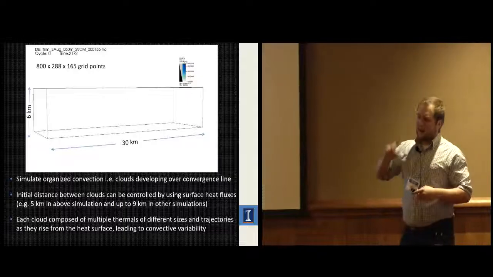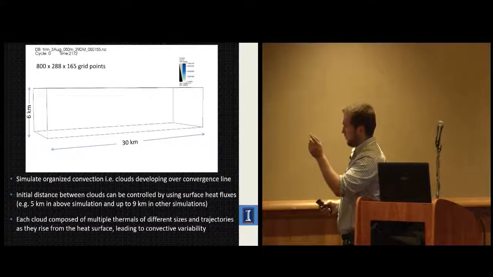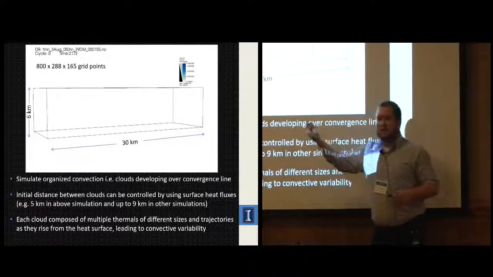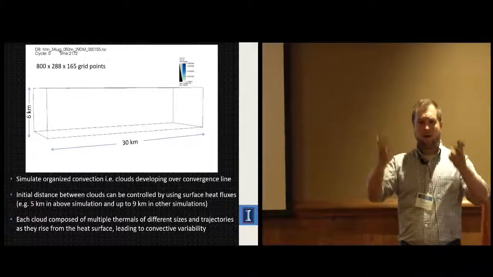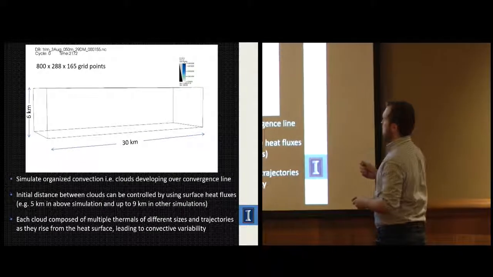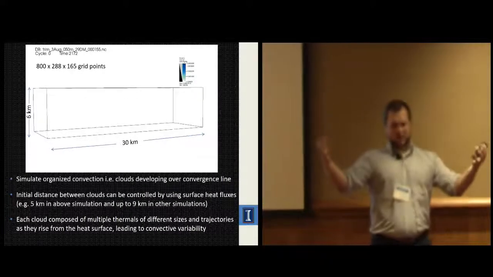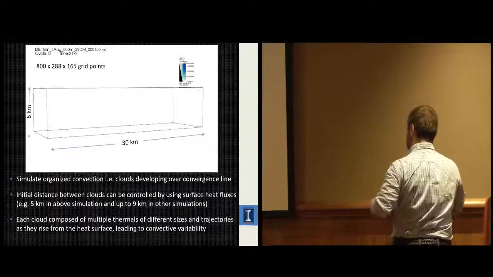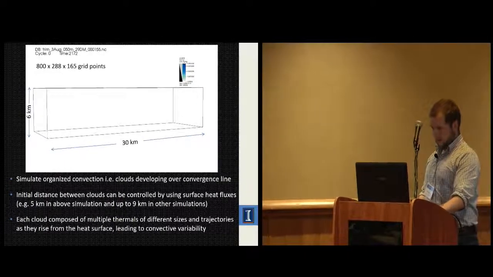So this animation, as it turns out, doesn't work on this computer. But anyway, what I'm going to show you when I switch to the web browser is that we're simulating basically an organized line of convection. We're simulating multiple clouds growing along a line, and we're going to control the spacing of these clouds along the line, and then take some entrainment calculations to see if the spacing, the proximity of these neighboring clouds influence the entrainment at all.